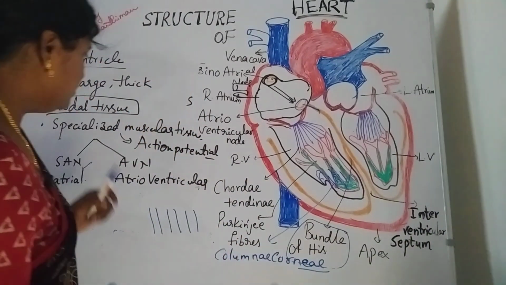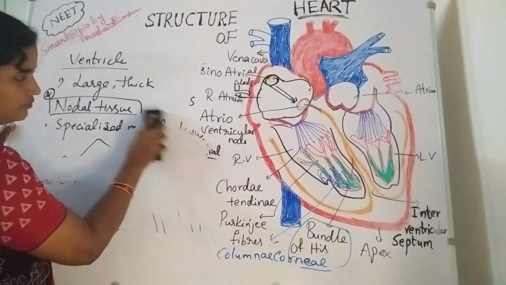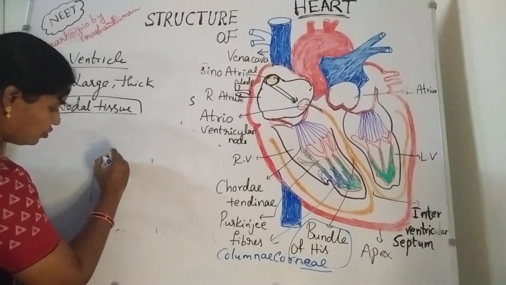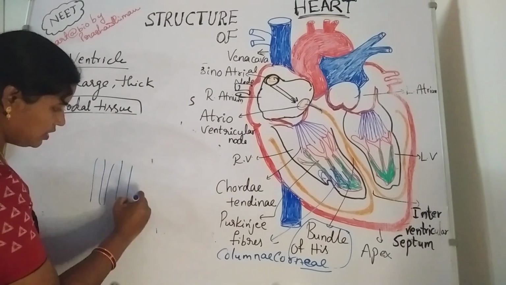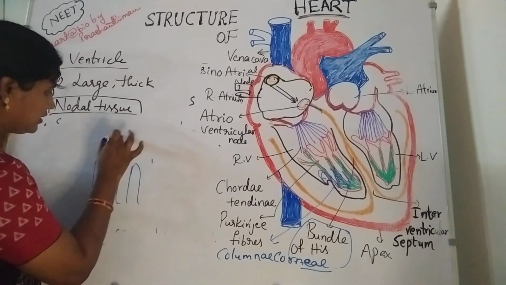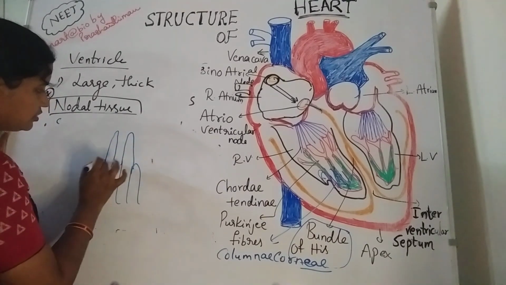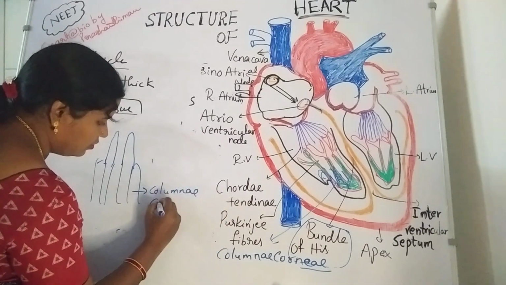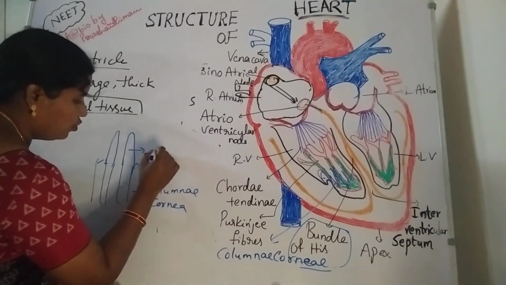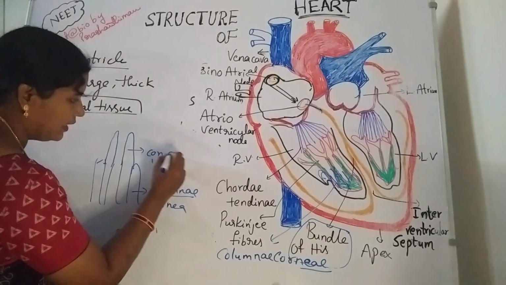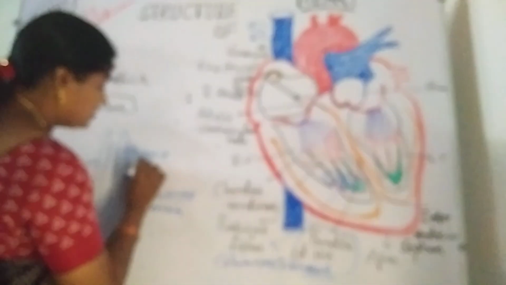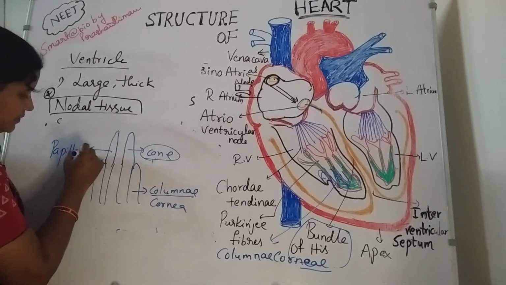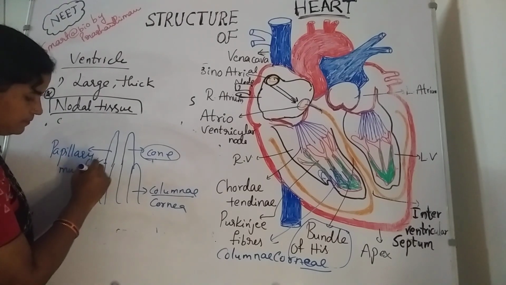The columnae carneae again have cone-shaped structures. See, I am drawing here only the internal part, just like this. It contains the column-like structures, and again these column-like structures contain cone-shaped structures. They are columned and they are cone-shaped structures. These cone-shaped structures are known as papillary muscles.